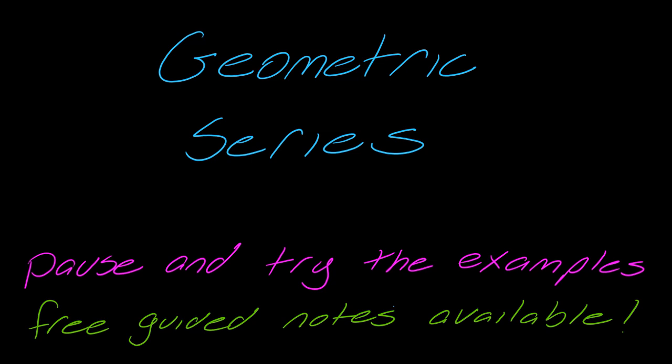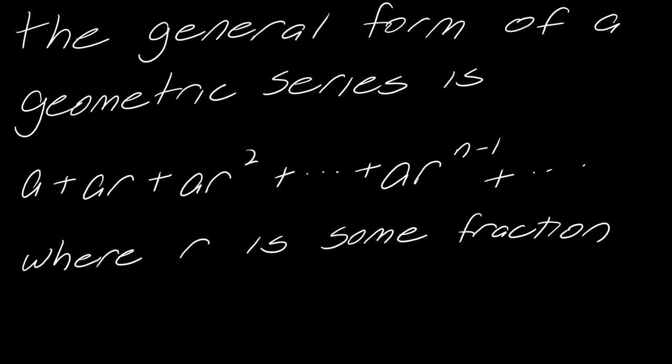In this video, we're going to discuss the geometric series. The general form of a geometric series is some constant a times some number r. I want you to notice the pattern here: ar squared, dot, dot, dot, ar to the n minus 1. We just keep increasing the powers of r.